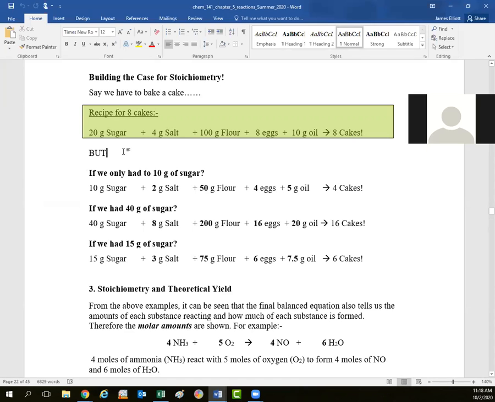But the important thing here to remember is that just like any cooking recipe, which you can scale up or scale down if you want to make a greater number of cupcakes or a smaller number, what we're going to look at next is that we can scale up or down the equation that we're using for greater or smaller amounts of each product.